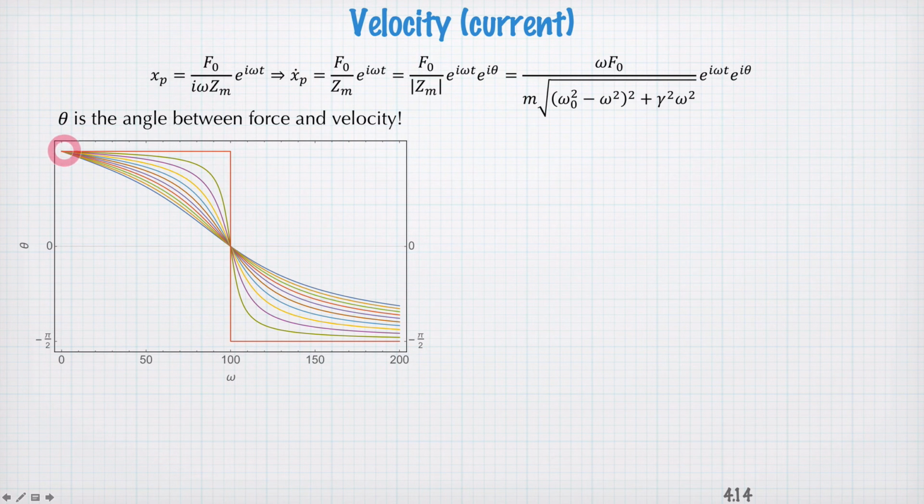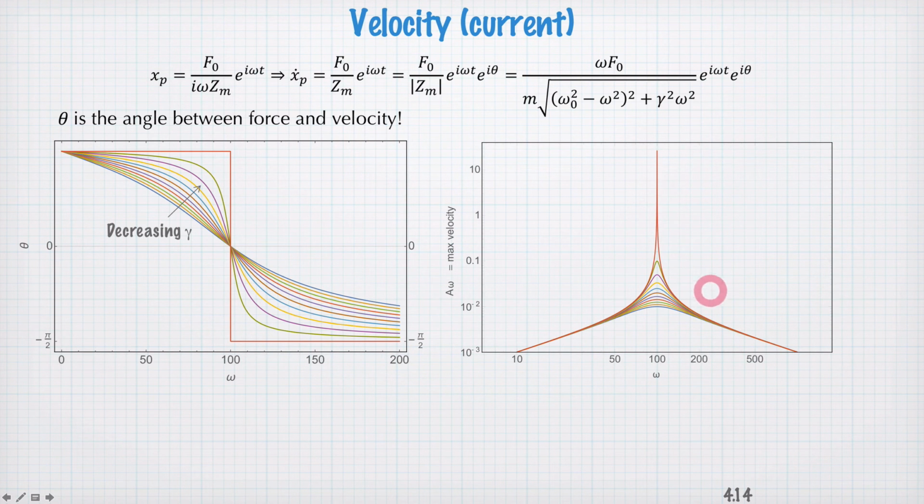So how does this behave? Well, for frequencies much below the resonant frequency, the velocity or current leads the drive by 90 degrees. On resonance, they're in phase, and above resonance, the velocity or current lags by 90 degrees. Again, this is decreasing gamma. The lower gamma, the sharper this transition.